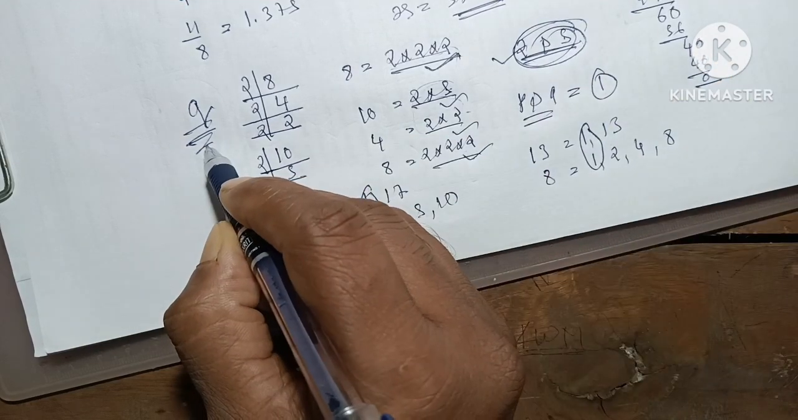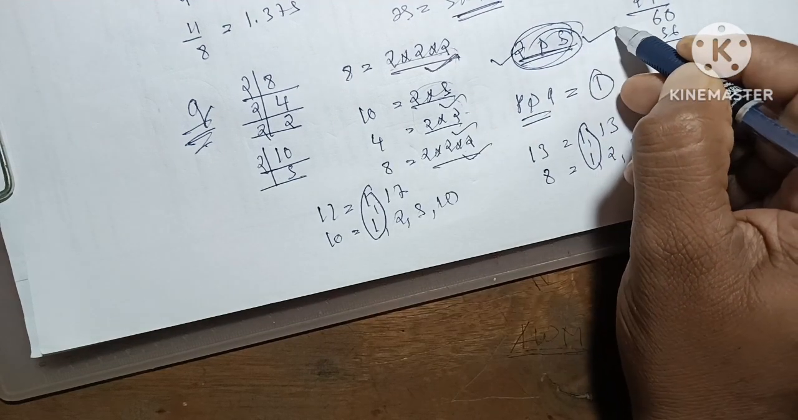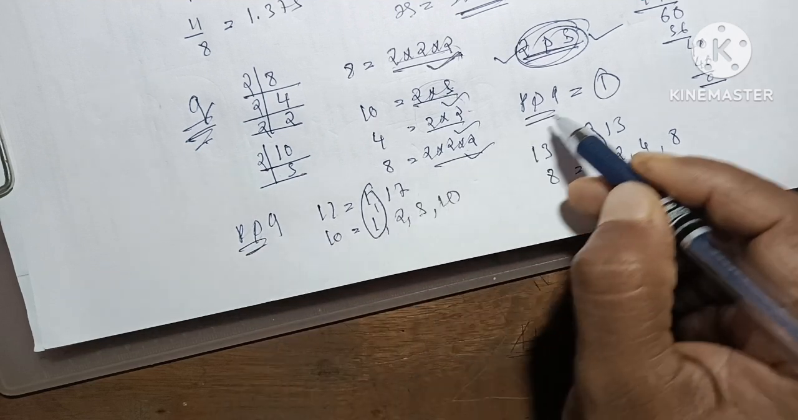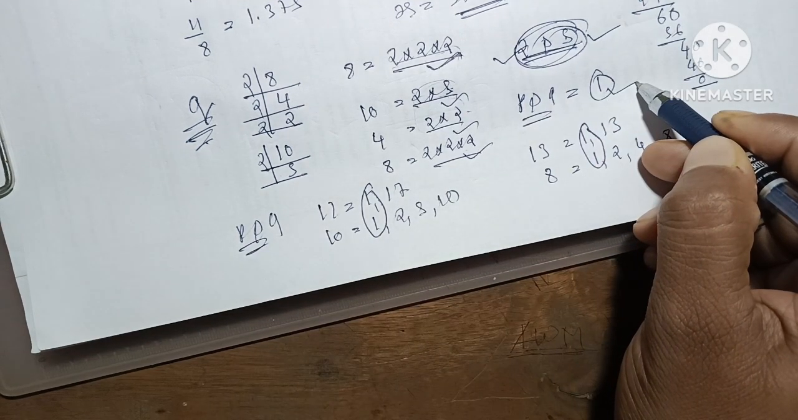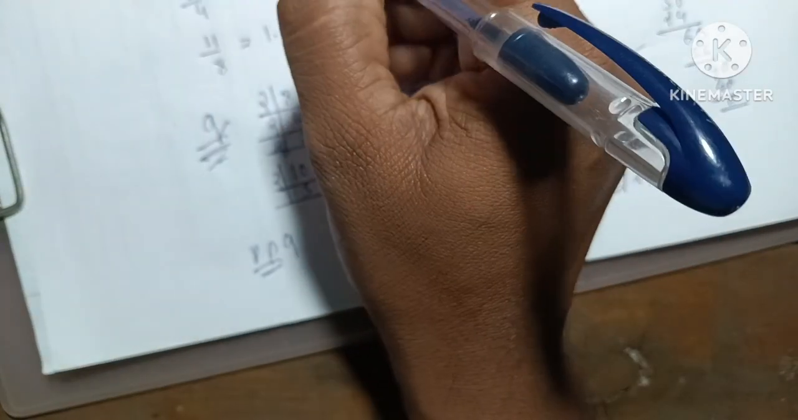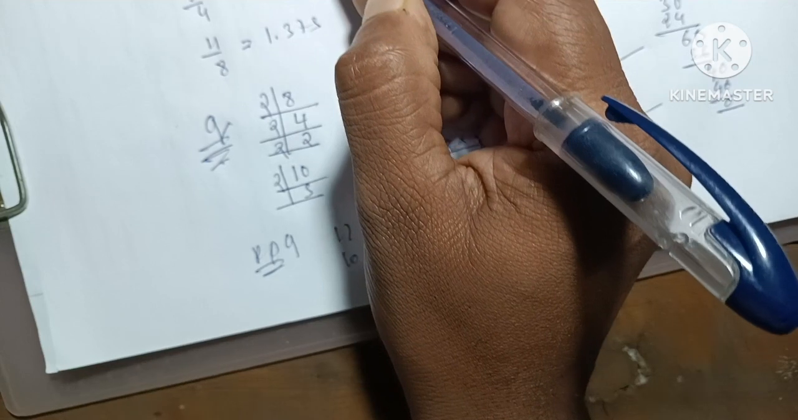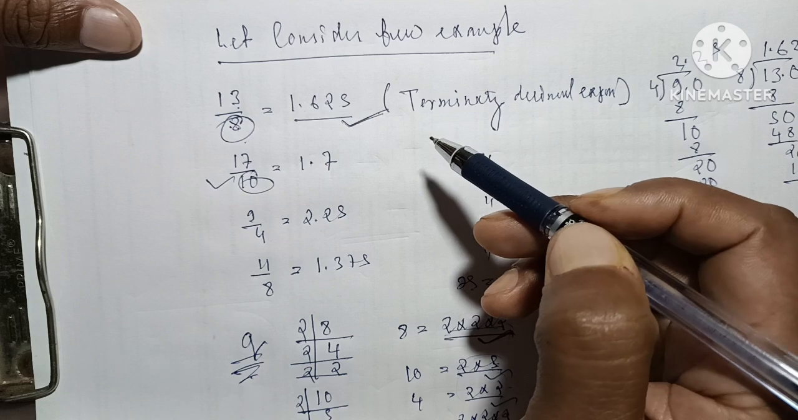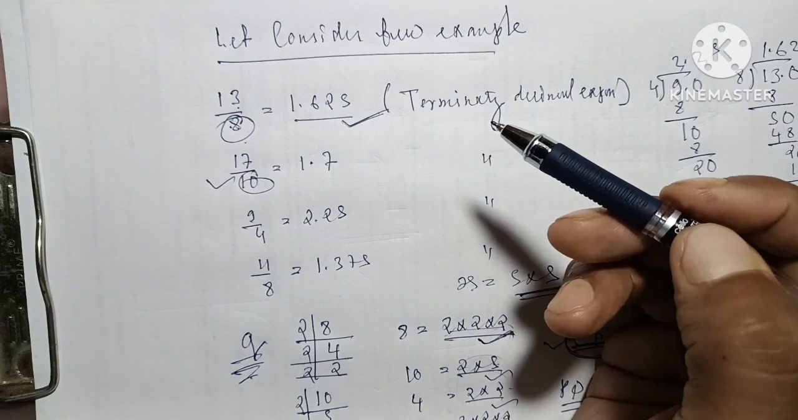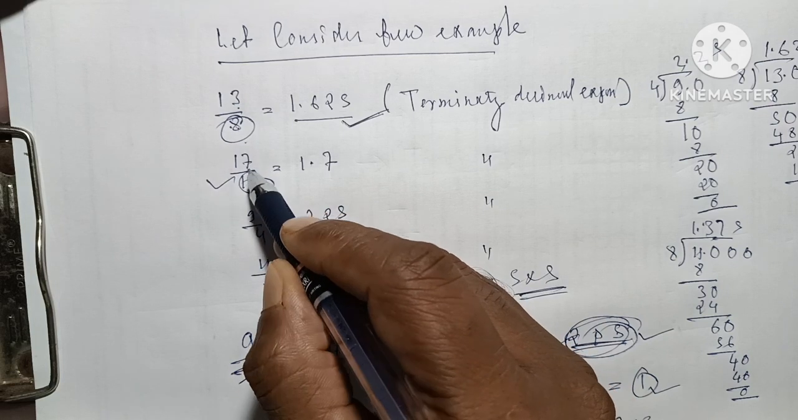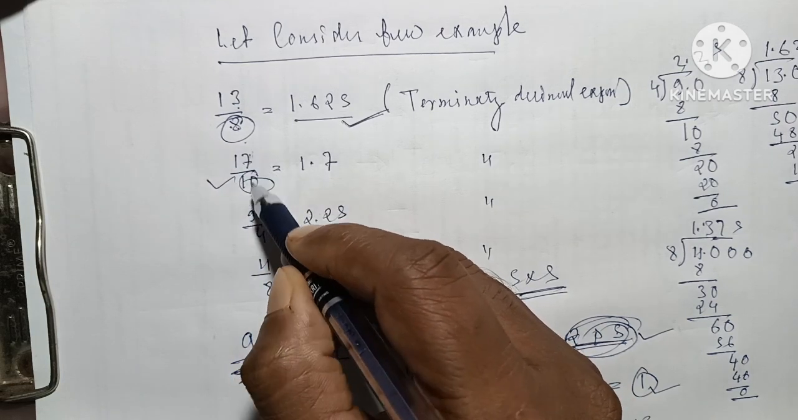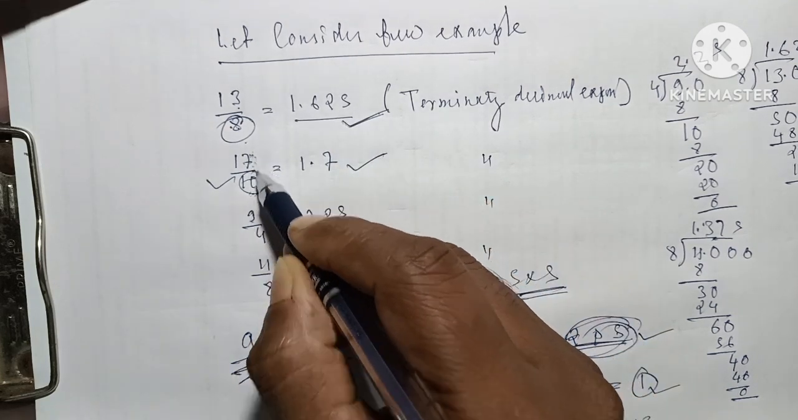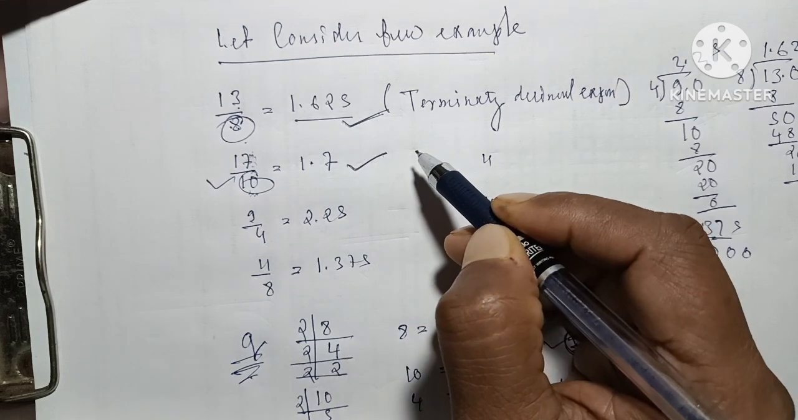Okay, Q must have a prime factorization of 2 and 5 only, and P and Q should have a common factor of 1. Then it is possible, it will become a terminating decimal expansion, with no common factor other than 1. It means only 1 is the common factor. Here also you see, the numerator divided by the denominator gives a terminating decimal expansion, and also their common factor is only 1.